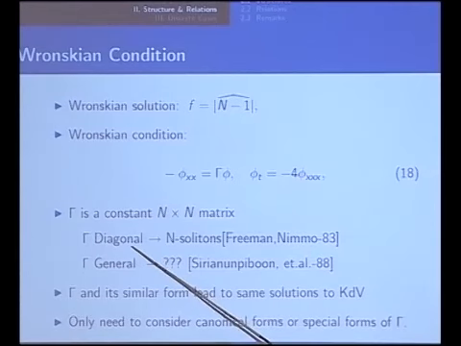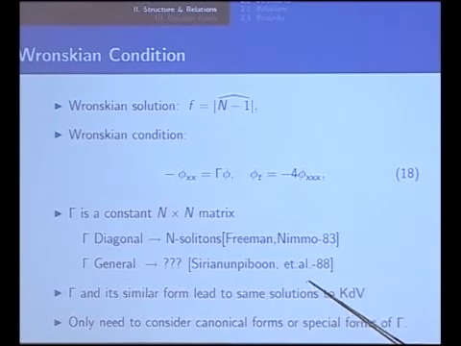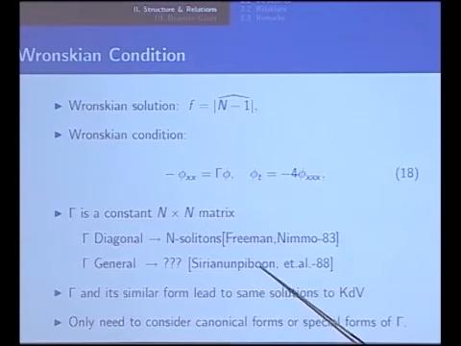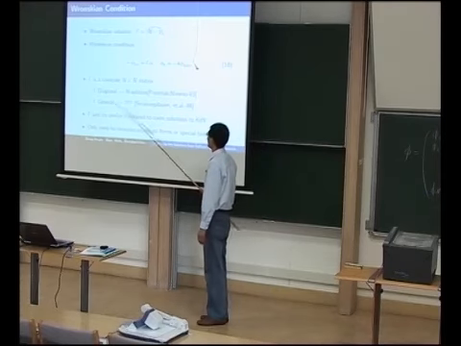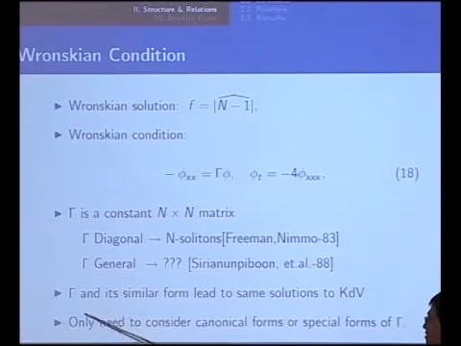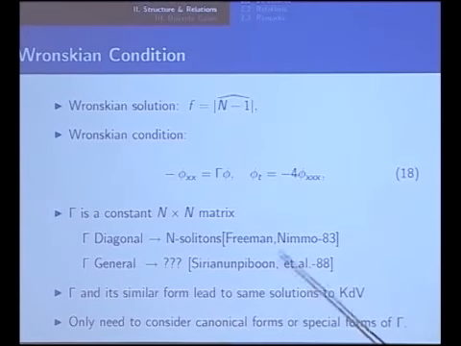And gamma can also be a general matrix, which means it can be another form, not diagonal. This was given in 1988 by three people from Australia, and this is the first one, a very long name. Another thing is that gamma and any of its similar forms lead to the same solution of the KdV equation.